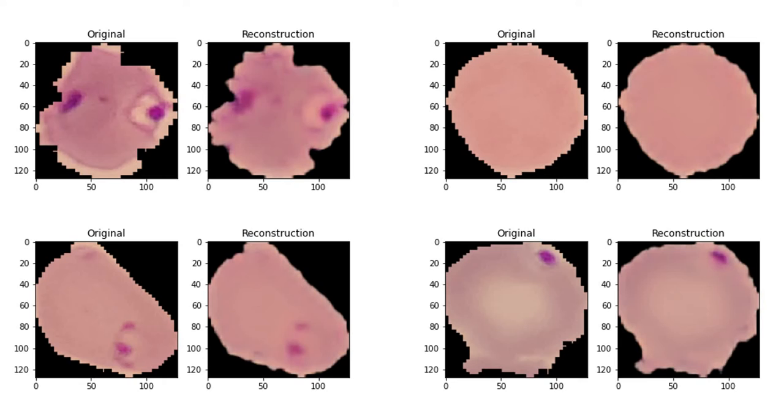Here we can see that the reconstruction, although not exactly the same as the original image, has retained most of the important features and information from the image. This suggests that the encoding has properly learned useful information about the data.